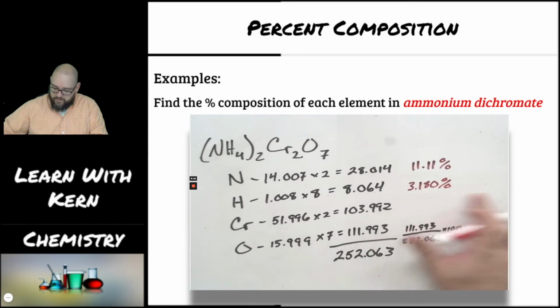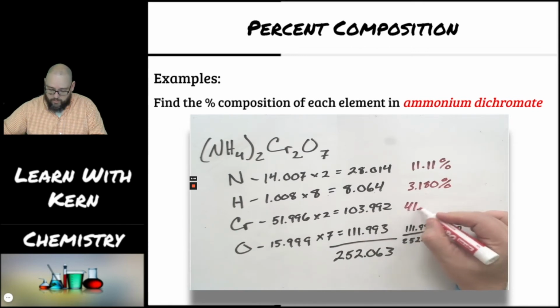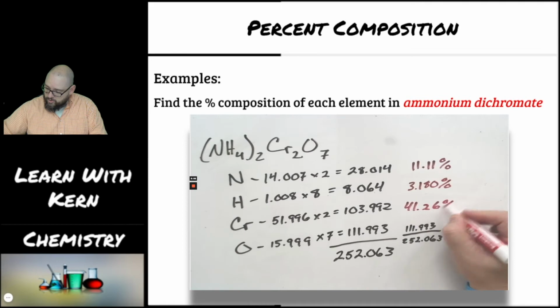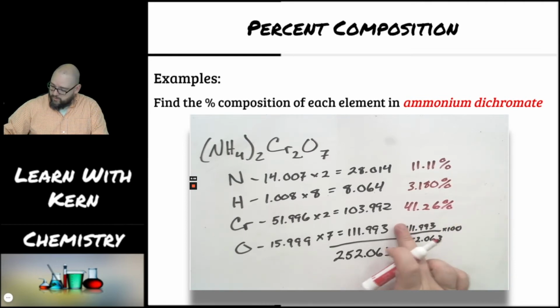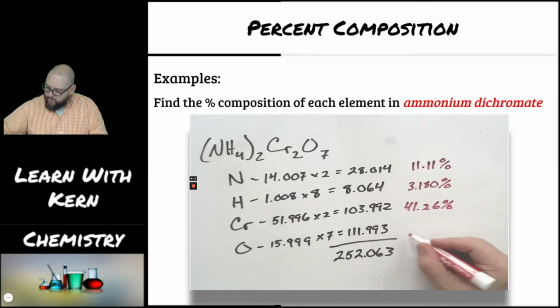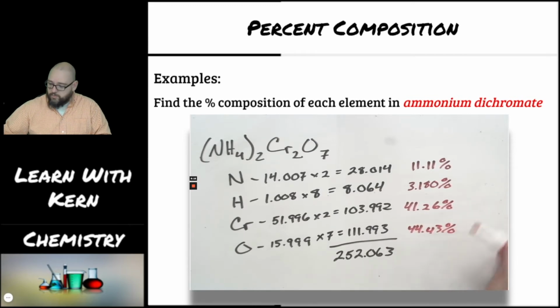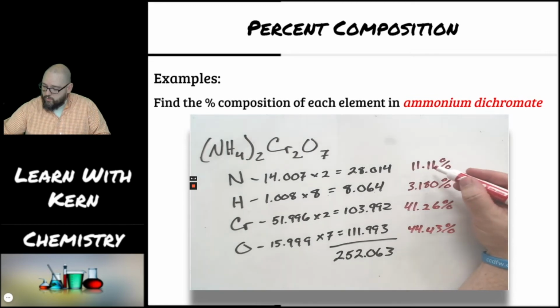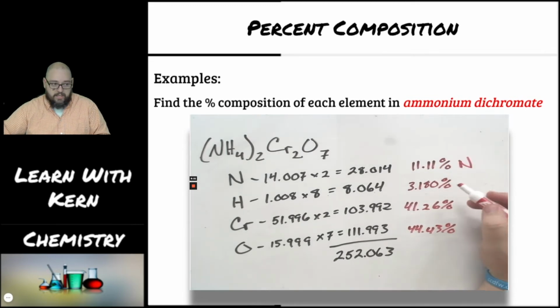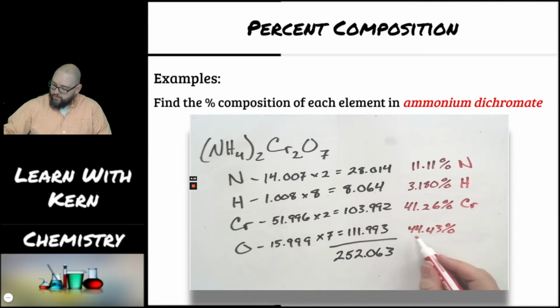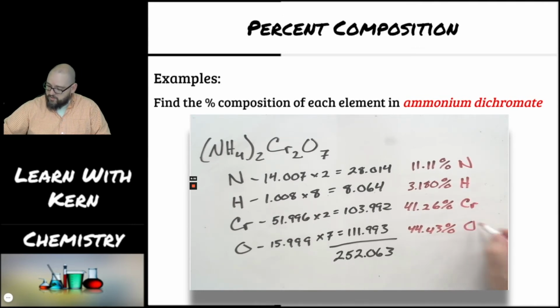And when I do that division, I get 41.26%. And when I do this one, I get 44.43%. So these are my percentages. So this is 11.11% nitrogen, and this is 3.180% hydrogen, and 41.26% chromium, and 44.43% oxygen. This is the percent composition of ammonium dichromate.